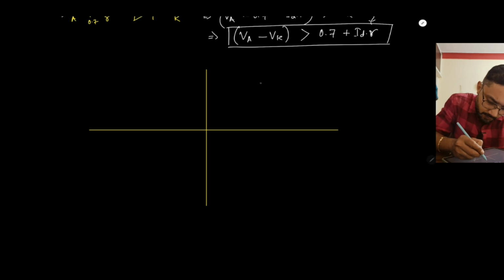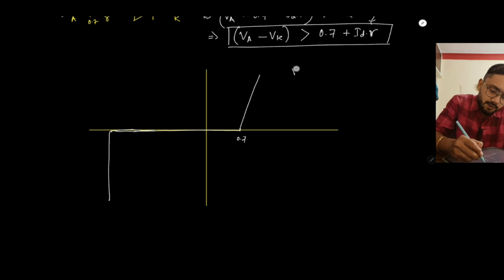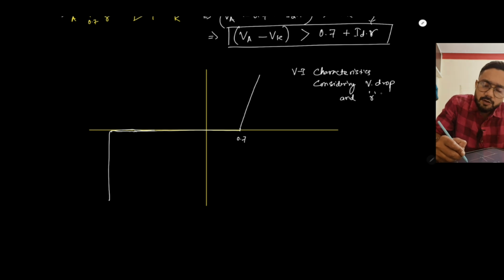So the VI characteristic will look like, if I connect 0.7, so this is the VI characteristic considering voltage drop and resistance. This resistance is called the internal resistance of the diode. Okay, so considering the voltage drop and internal resistance of the diode.